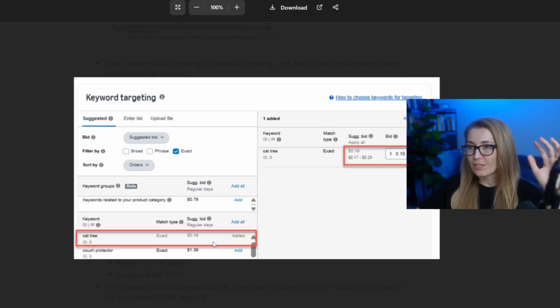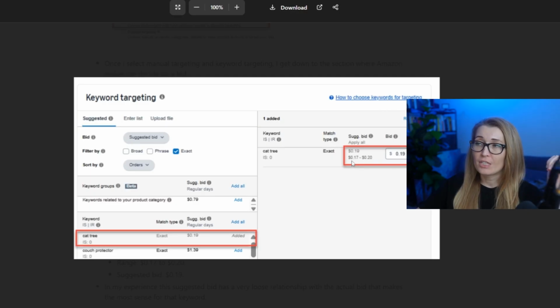In this case, there are several keywords here that are suggested by Amazon. Cat tree is one of them. Once it has been added into our keyword targeting section, it has a bid of 0.19 cents. The lowest suggested bid is 0.17, the highest is 0.20.